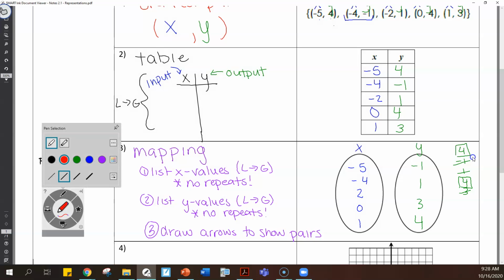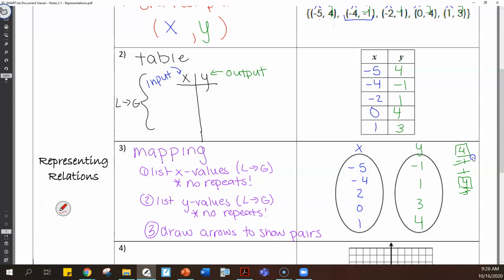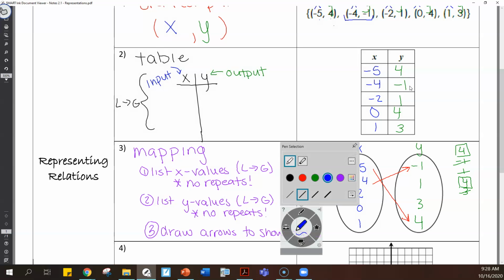Based on my ordered pair or my table, you can use either, I know that my -5 as an input value should go with my 4 as an output value. So I'm going to draw an arrow from my -5 to my 4. I'm going to do the same thing with -4. -4 corresponds with -1, so I'm going to draw an arrow that shows that those two go together. And then I'm going to repeat this. Oh, it should be a -2. My mistake.